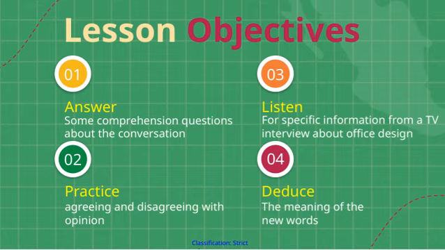You'll also see the words deduce, listen, practice, and answer. These highlight the main activities you'll be doing. Deduce means to figure things out based on clues, which ties into understanding the conversation better. Listening carefully, practicing your skills, and answering questions are all part of actively engaging with the material. Remember, these objectives are designed to help you improve both your understanding and your ability to communicate effectively about office design topics. So, keep these goals in mind as we move through the lesson.